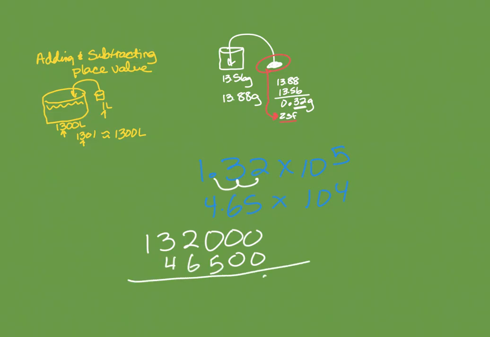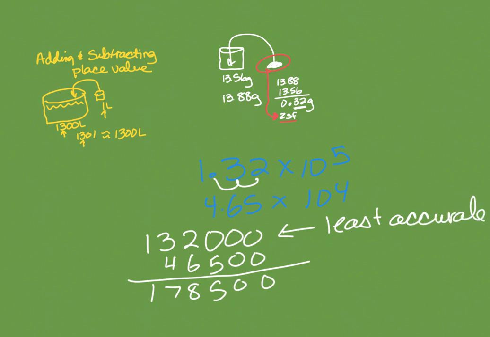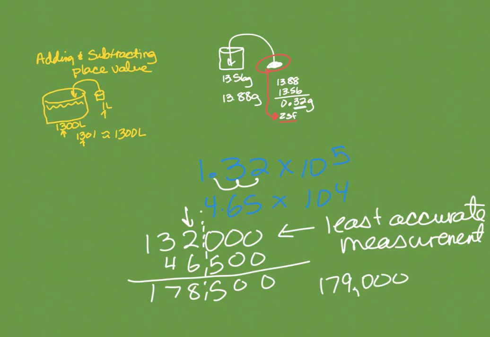So when I add these together, I'm going to measure to my least accurate measurement. This one is estimated in the thousands place. This one's estimated in the hundreds place. So I have to round to this point. So this is going to be 179,000.